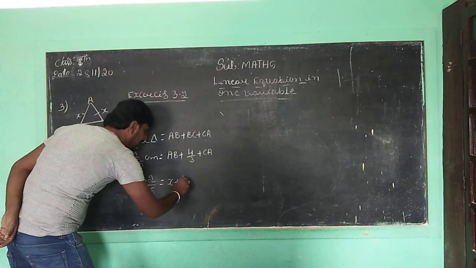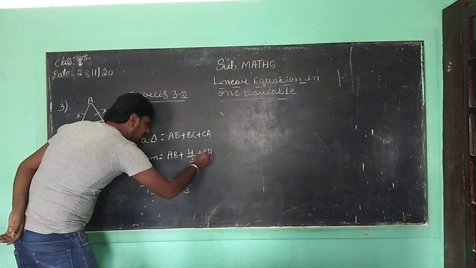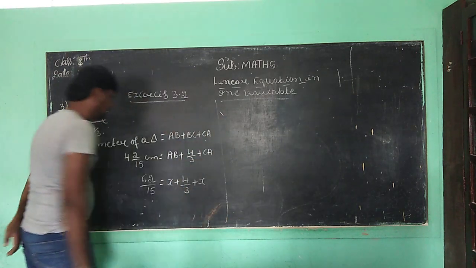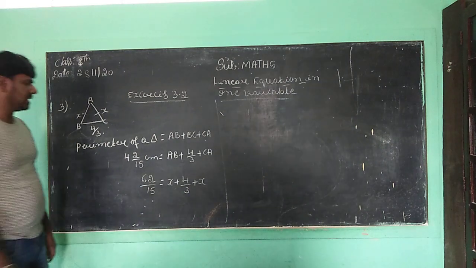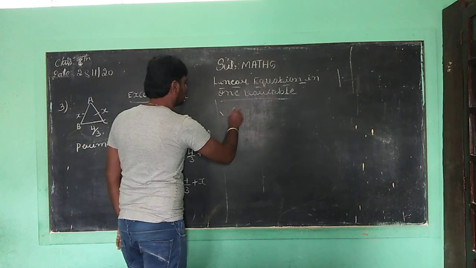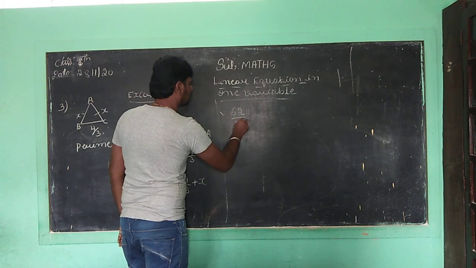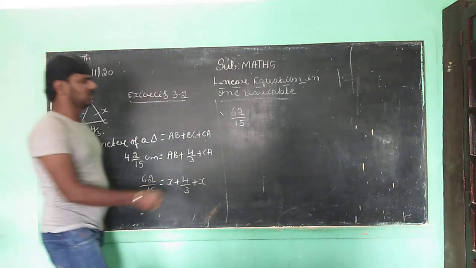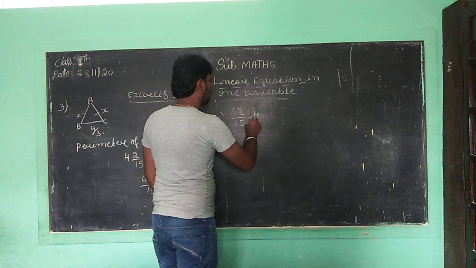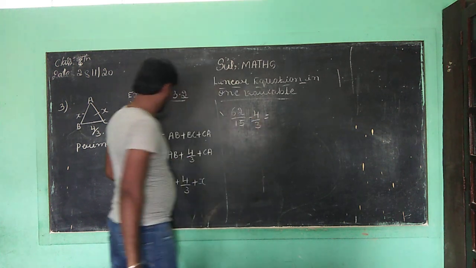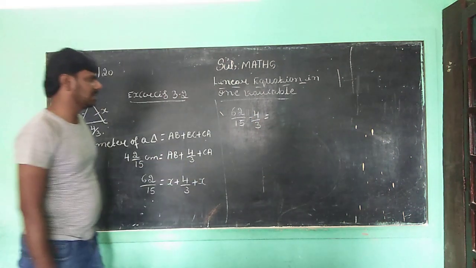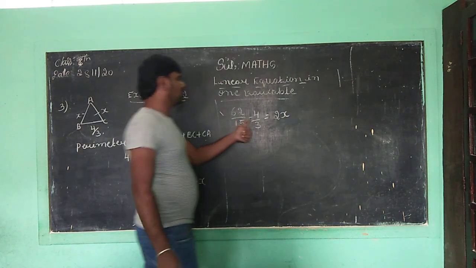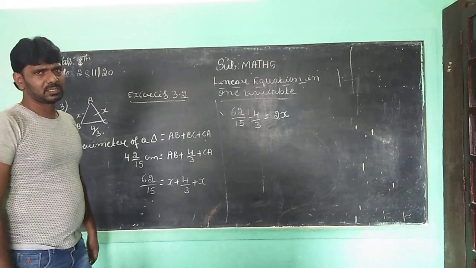Plus this 4 by 3 right as it is, and CA, you also want to take x, children, correct? So 62 by 15 is there right as it is. Children, this 4 by 3 will come to the left-hand side, meaning minus 4 by 3. Now you want to take here 1x is there, here also 1x is there. x plus x, how much, children? 2x.